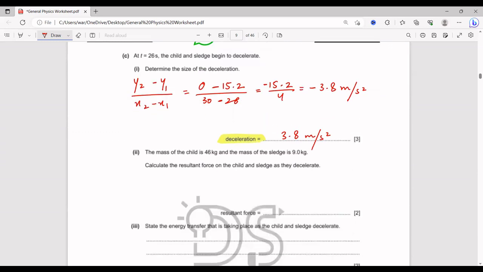Now, the mass of the child is 46 kg and the mass of the sledge is 9 kg. Calculate the resultant force on the child and sledge as they decelerate. So the formula is F equals ma. The mass is 46 plus 9, which is 55, and the deceleration is 3.8. So 55 times 3.8, and the resultant force is 209 newtons.